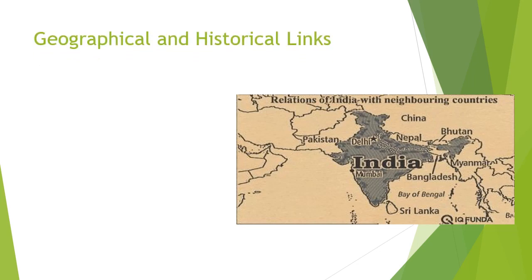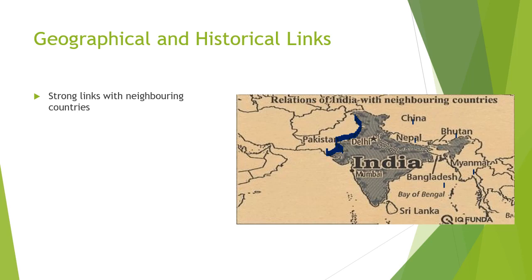Now it is time to understand geographical and historical links. See children, how a country develops its geographical link is through the shared land boundary. As we share the land boundary with Pakistan, Afghanistan, China, Nepal, Bhutan, Myanmar and Bangladesh, we tend to share the geographical links also. How do we share a geographical link? We often share water bodies, we often share the agricultural system or the agricultural pattern, and because of these geographical links, it also influences the climate of India. So, because of these links, India has a very strong link with the neighboring countries.